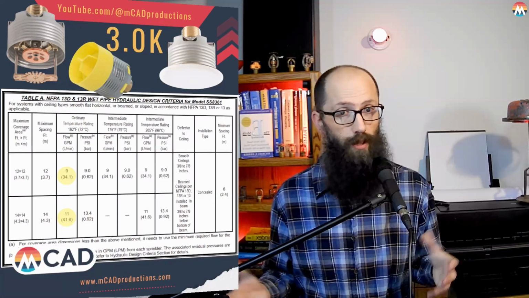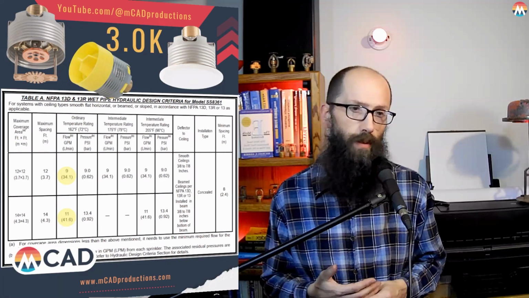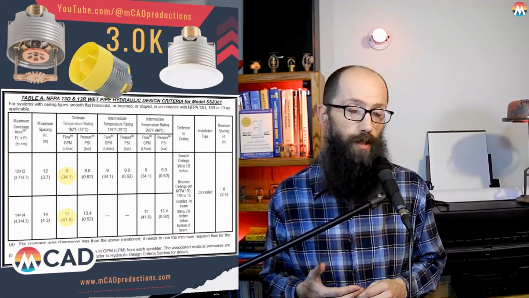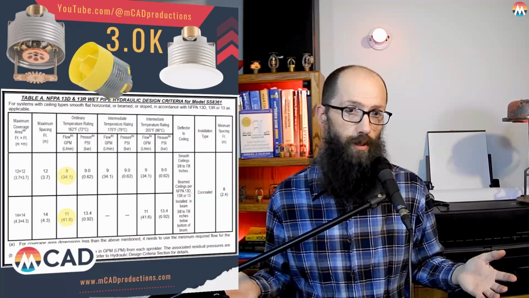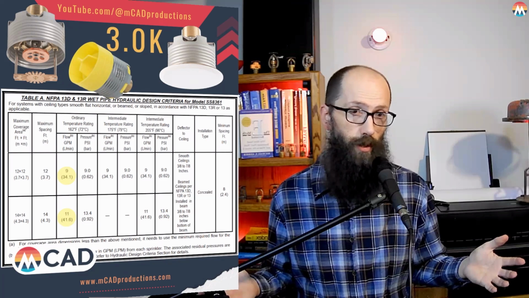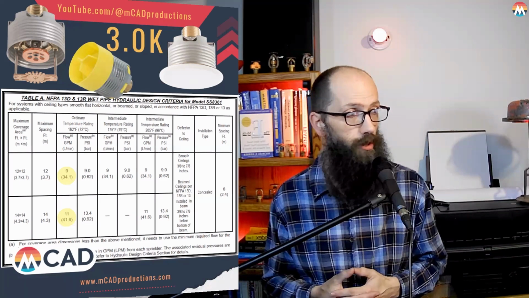Whereas the one we're using in our project is 13 gallons a minute. So that's 26 gallons a minute for 10 minutes, so 260 gallons. And our tank happens to be 350 gallons. So it's extra capacity.